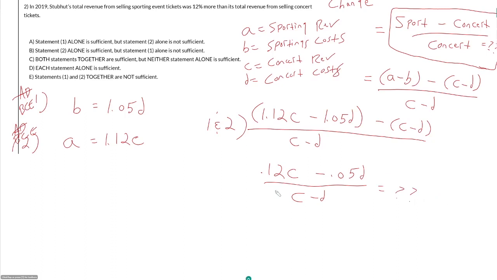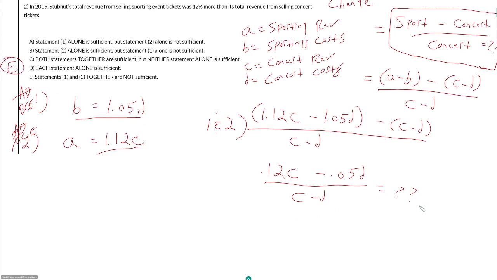Now, you don't really have to go this far. Whenever you see that your variables are not going to cancel out, that is enough to tell you that this is insufficient, because that is telling you the value for your percent change is dependent on your values for C and D. And if you see that here, or before you even plug in our equations from over here, that is totally great. You can select E and move on.